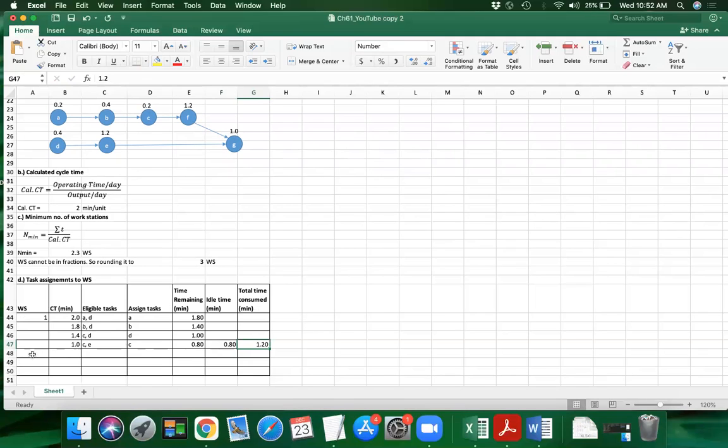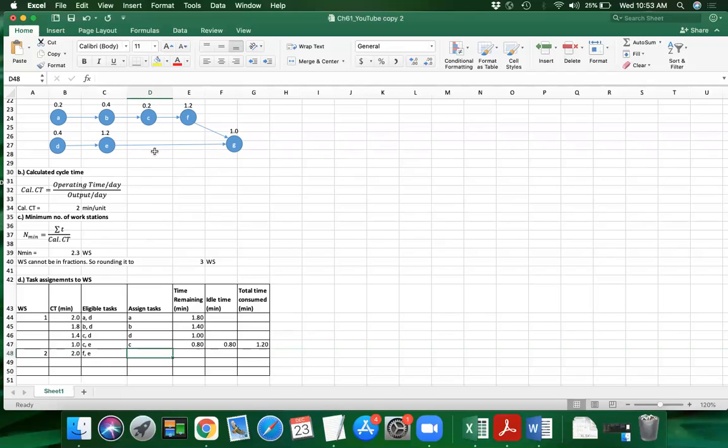Once we are done with 1, let's move on to 2. Again, every workstation will have 2 minutes to start with because that's our calculated cycle time. Let's see what tasks are eligible now. We have assigned A, B, C, and D, so the eligible tasks are F and E. Which task are you going to assign? Let's go by rule number 1. Both of them have the same number of following tasks. Both of them have 1 task following.